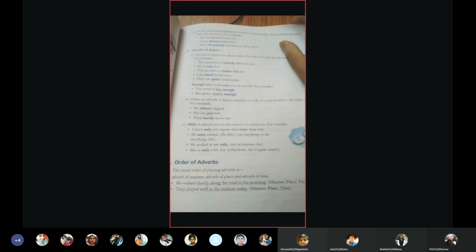Though we keep on saying, in the morning he walked slowly along the road, where in the morning is the time mentioned first, the correct order is he walked slowly along the road in the morning. Why? Because it follows the simple sequence of adverb of manner first, then adverb of place, and then of time.